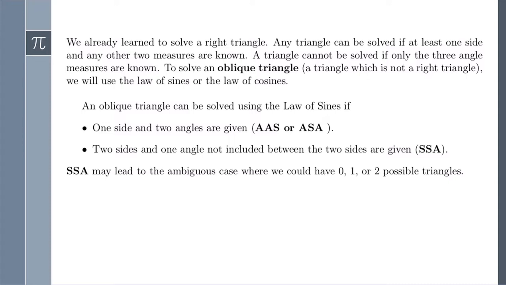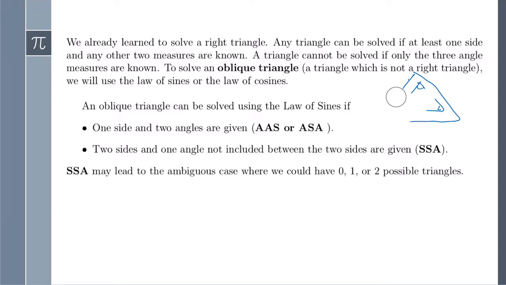Because if we are just given the angles, then we really cannot solve it, because we can construct infinitely many triangles with the same angles if the side is not specified. So that's why we need to know at least one side.